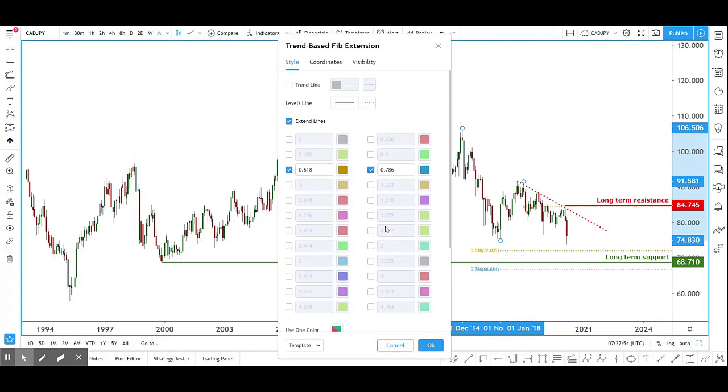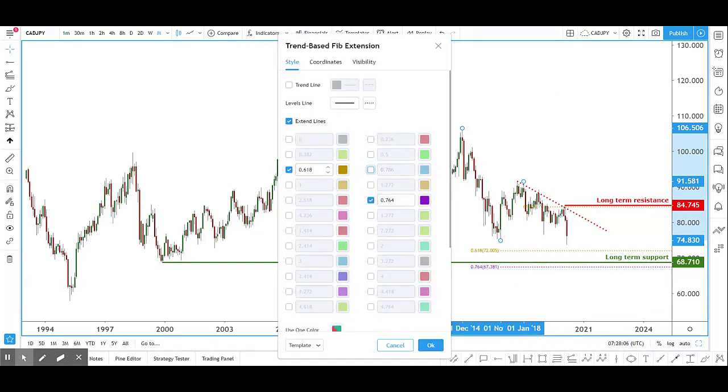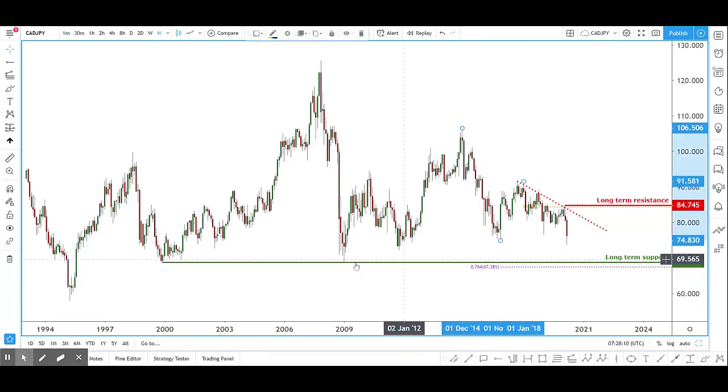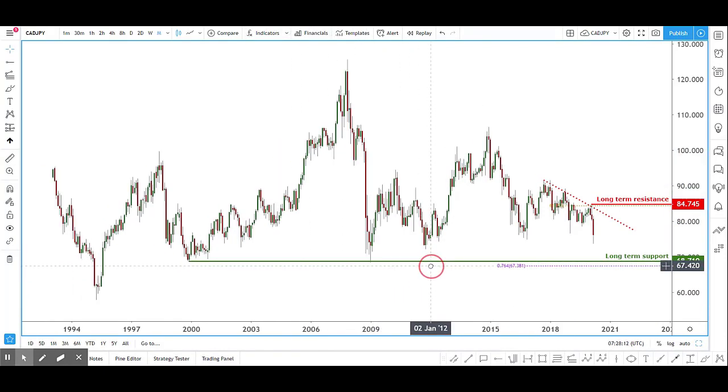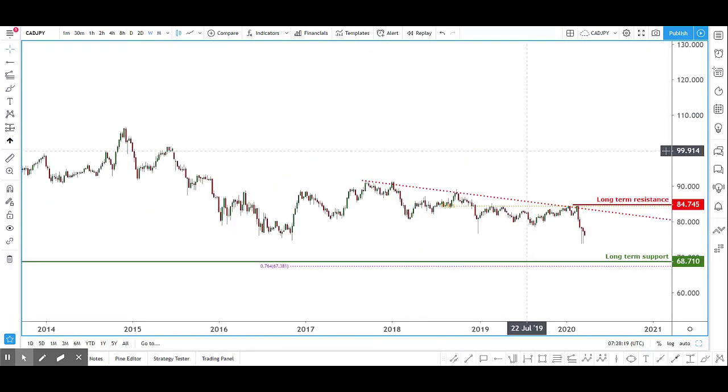And we see that price is actually quite close to our 76.4, right? Quite close this area here, 76.4 extension level. Okay, so we have an extension level 76.4. Okay, so now that we have our long-term resistance, long-term support, let's go down to our weekly time frame.